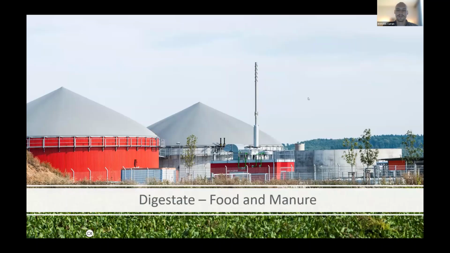So this is going to be a quick background of the market for food and manure digestate, what we've realized, how ZwitterCo fits into that, and what the benefits of using membranes are in digestate applications.